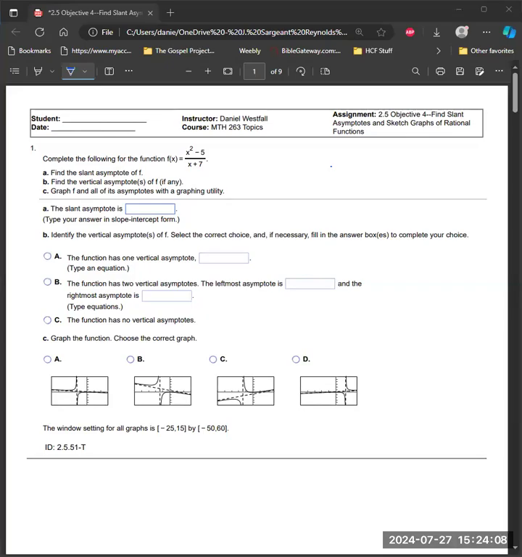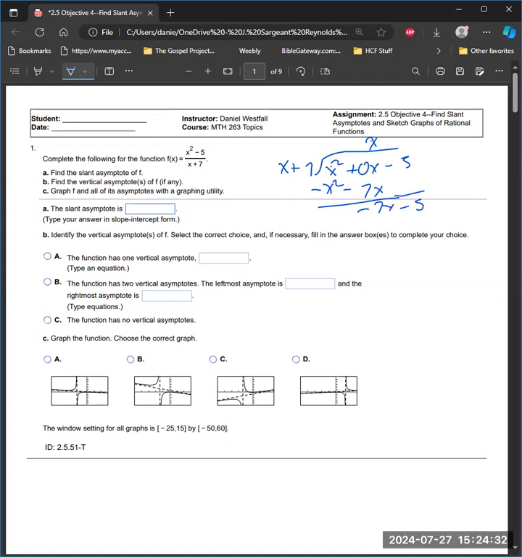In this video, we're going to talk about 2.5 Objective 4, where we find slant asymptotes and sketch graphs of rational functions. So let's go ahead and start by doing our long division to find our slant asymptote here. X squared divided by x is x, times x is x squared, x times 7 is 7x. Going to subtract. Negative 7x divided by x is negative 7. And add, it's going to be 30.